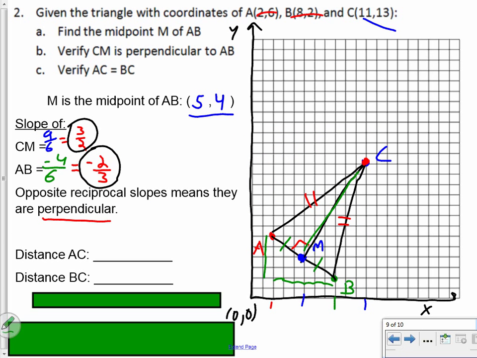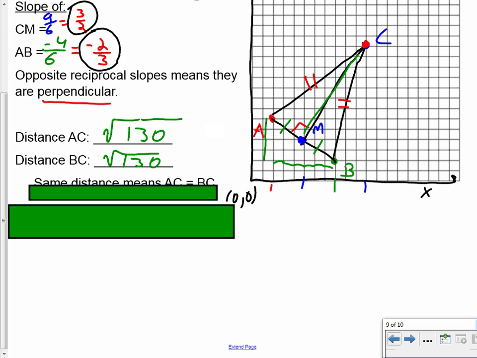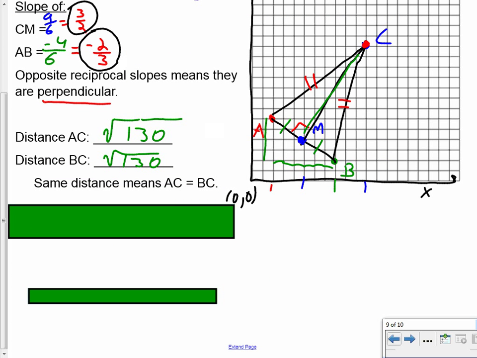So we can come back here and say the distance from A to C is square root of 130, and from B to C is also square root of 130. Smartboard's getting a little off. So what does that tell us? Same distance between the two means AC equals BC. So we know that this piece right here is our perpendicular bisector because it's a midpoint right here, and this piece is perpendicular. C happens to be a point on that perpendicular bisector, so this length has to equal this length. We've proved the perpendicular bisector.